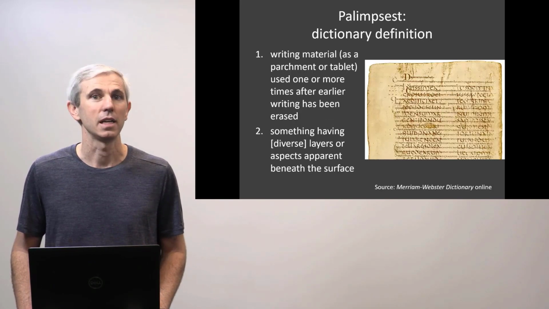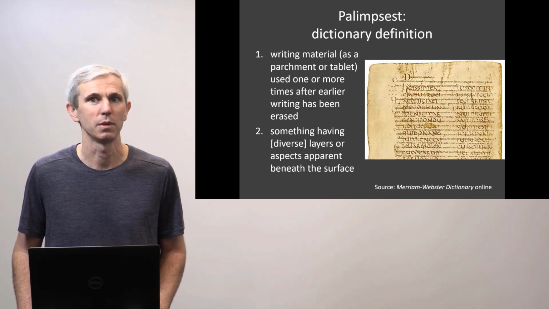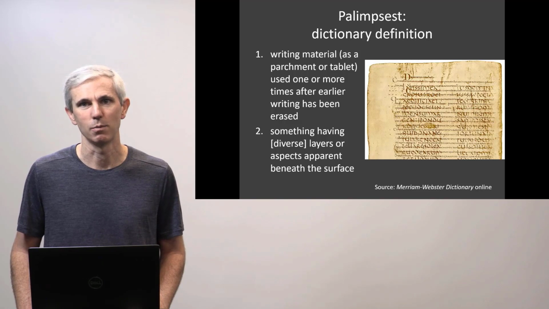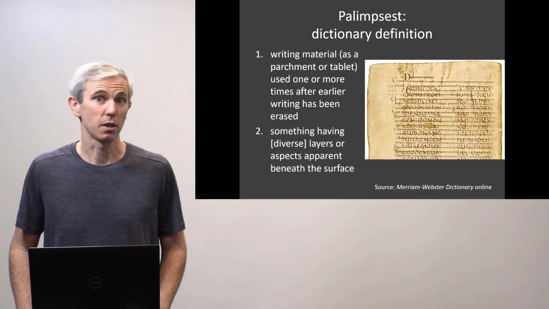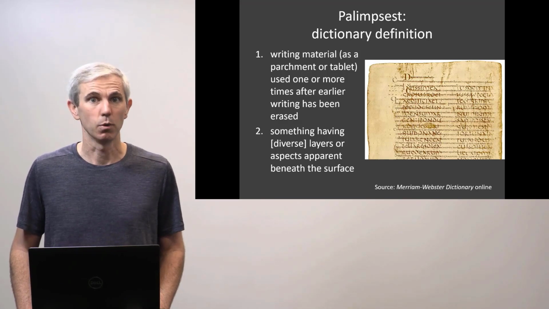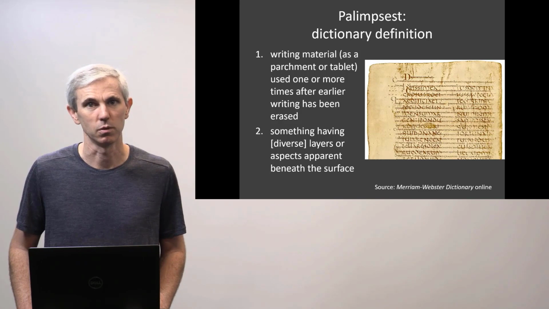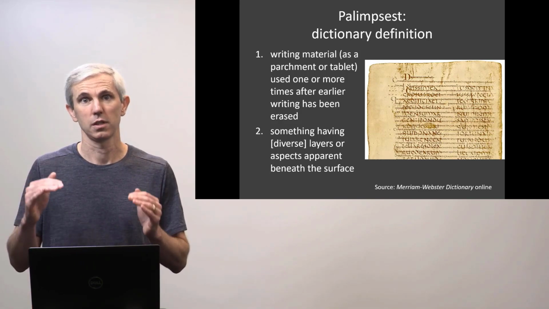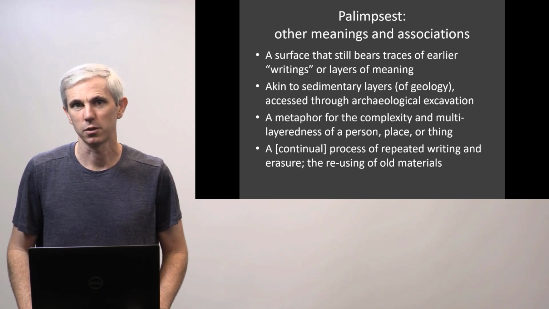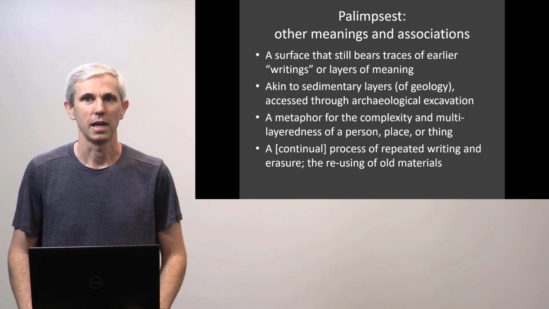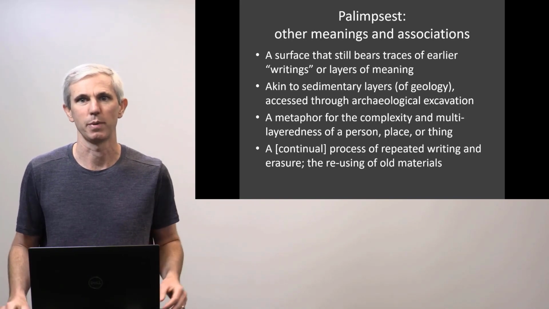A dictionary definition of palimpsest is writing material like a parchment or a tablet that has been used one or more times and has been partly erased and written over. A broader definition would be something, really anything, that has multiple layers which have been partially erased but are still partially visible. So something that doesn't just have a surface, but also has something below the surface. So there's a broad array of potential associations and implications here. Anything that bears different types of writings or layers of meaning could be considered a palimpsest.